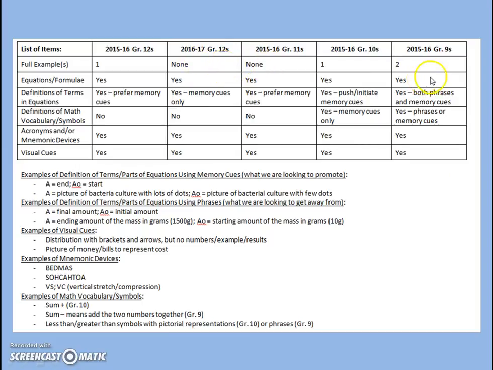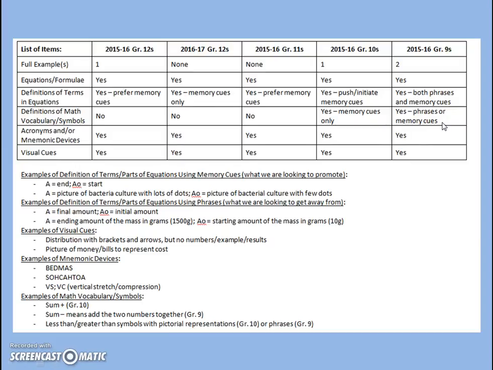Our grade 9s, again, look at this. Equations and formulae are allowed all years. So relying on that and really understanding those formulas will be helpful for students. In our definition of the terms or the variables, what we're allowing in grade 9 is phrases and memory cues. We really want to push the memory cues in grade 10. We prefer the memory cues in grade 11, and in grade 12, only memory cues.